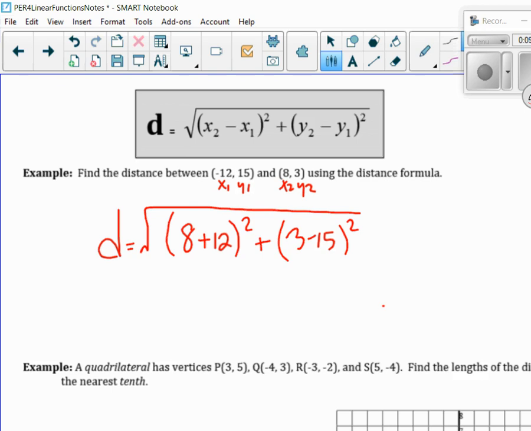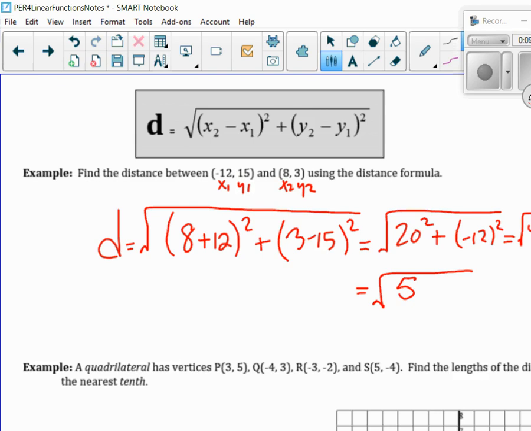Yes? So this is the square root of 20 squared plus negative 12 squared. Yes? What's 20 squared? 400. What's 144? Very good. So then this is the square root of 544.